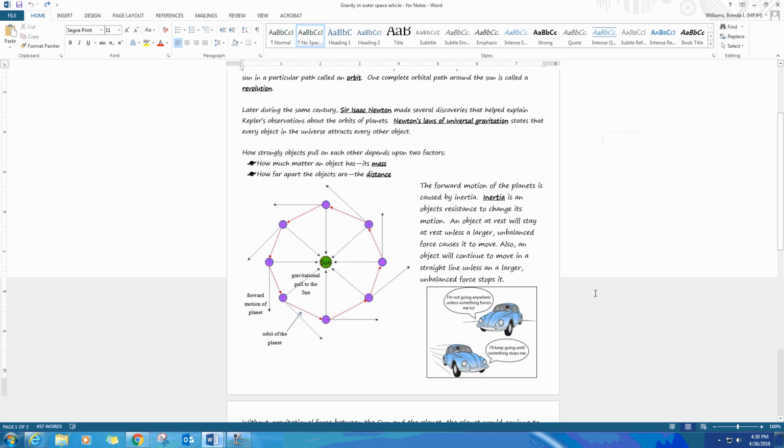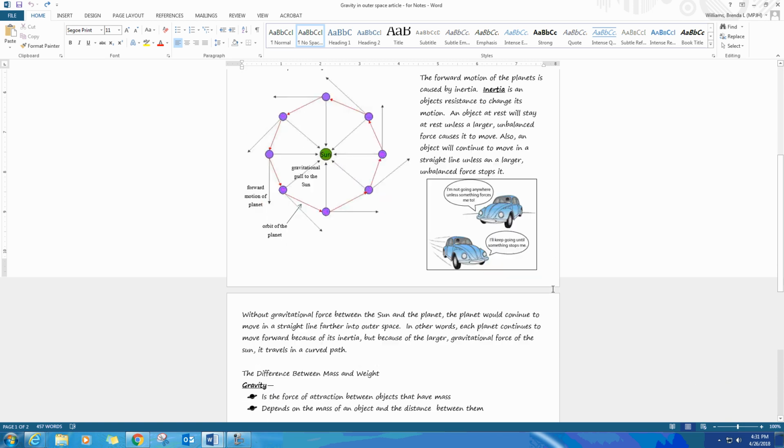The forward motion of the planets is caused by inertia. Inertia is an object's resistance to change its motion. An object at rest will stay at rest unless a larger, unbalanced force causes it to move. Also, an object will continue to move in a straight line unless a larger, unbalanced force stops it.